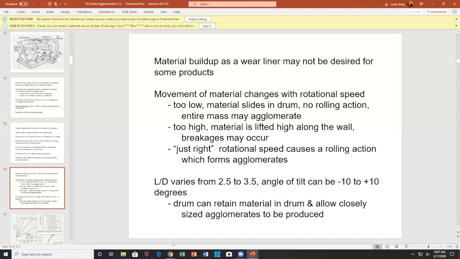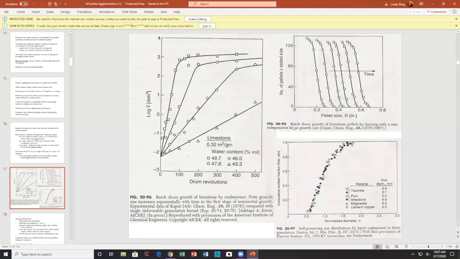This is a fairly interesting graph here, or graphs, I should say. One of the more interesting ones is we have pellet size, and over time, the size distribution grows. Basically, batch drum growth of limestone pellets by layering, right? Data with time, nice distribution.